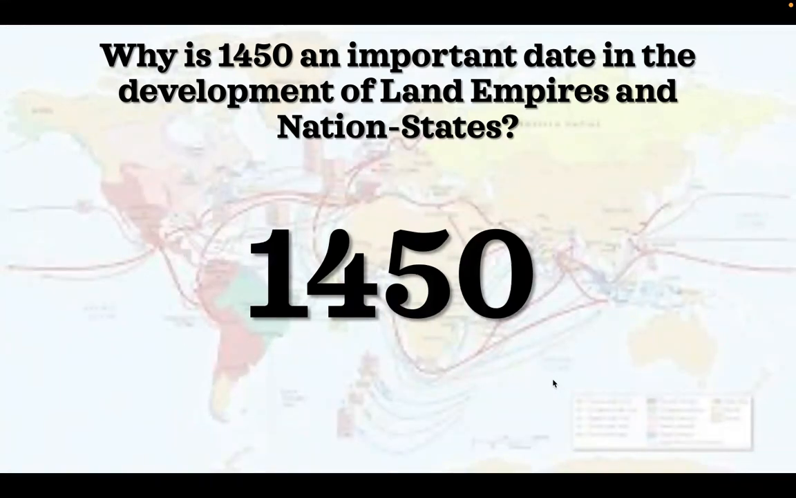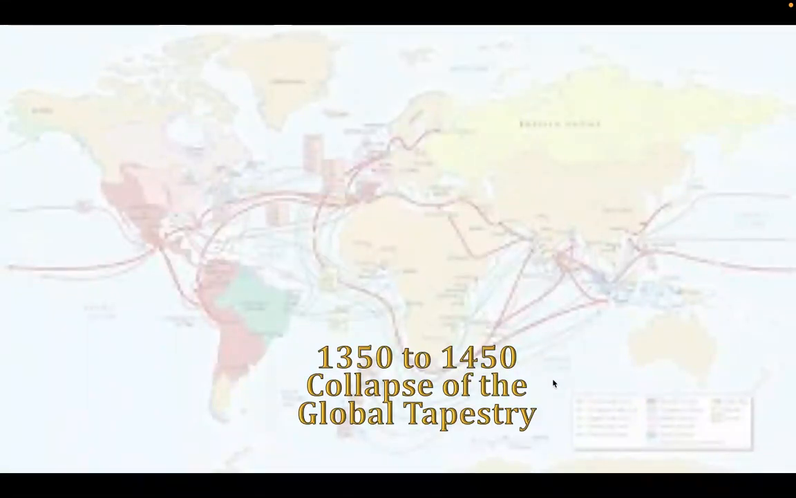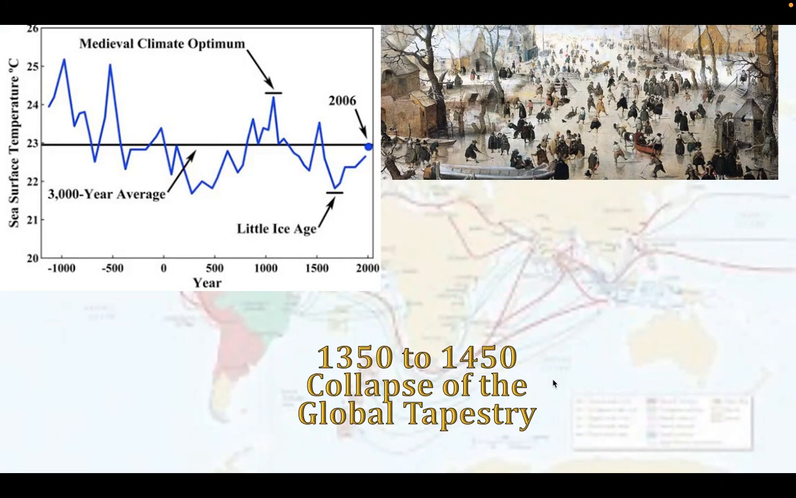So we have to begin in 1450, and we have to stop and say, why is 1450 an important date in the development of land empires and nation states? And the bottom line is the tapestry collapse. So between 1350 and 1450, everything that we talked about with the global tapestry suddenly collapses. It begins with the Little Ice Age, which lowers growing seasons and agricultural yields, leading to a slowdown in trade because of the lack of money and generally unhealthy people.